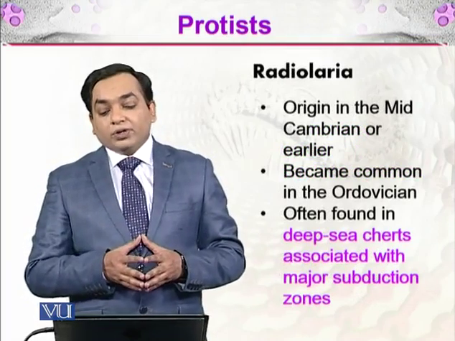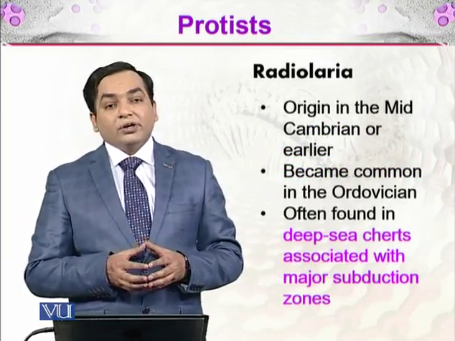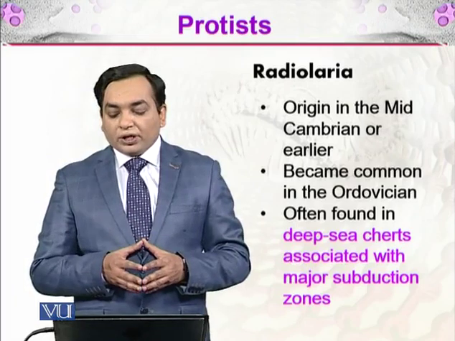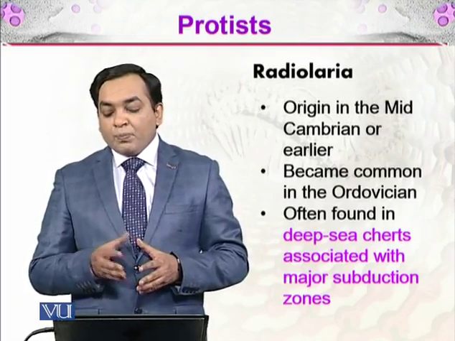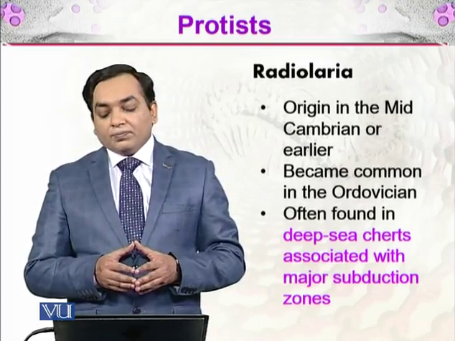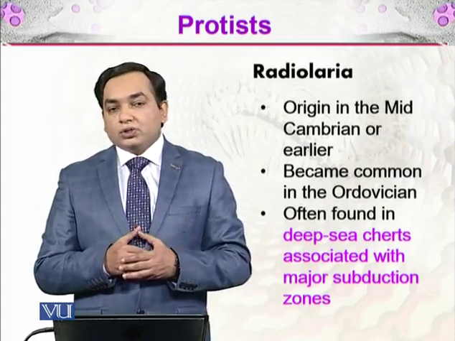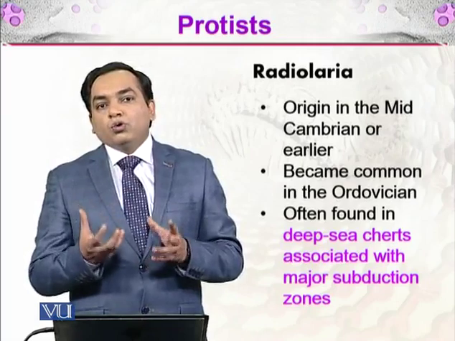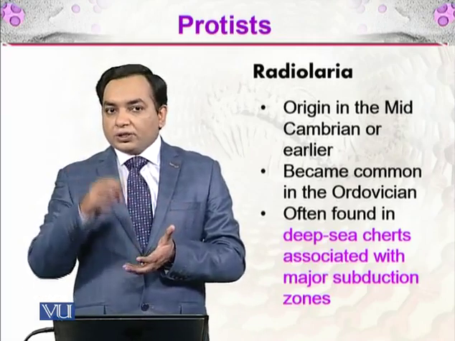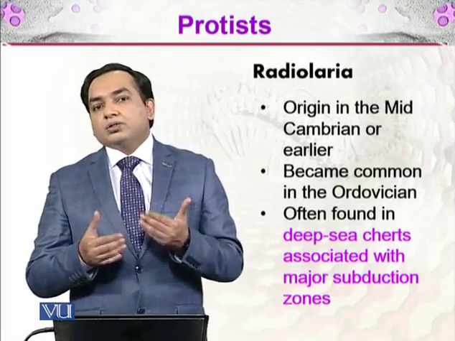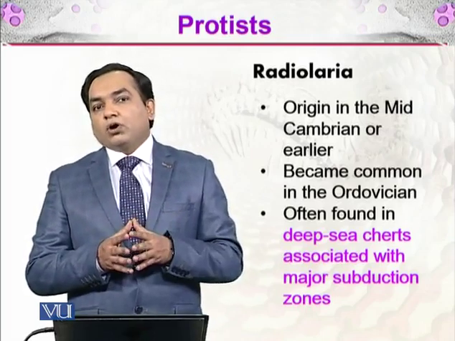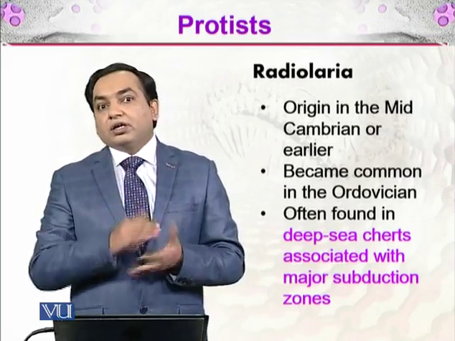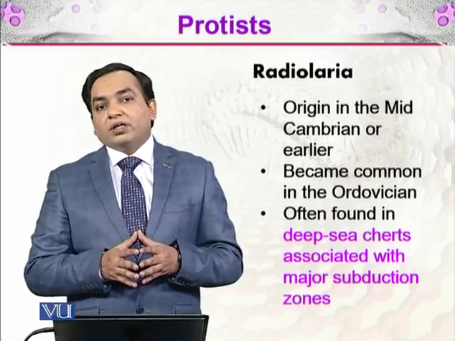And what was their origin? Their origin was in the mid-Cambrian or earlier, and they became common in the Ordovician period. They are often found in deep sea ooze associated with major subduction zones. So what is the deep sea ooze? It is the siliceous ooze. If the silica goes down and down, it forms a mud-like mass at the deep bottom of the sea, and that is called ooze. With pressure, this ooze will consolidate and be preserved in the form of fossils.